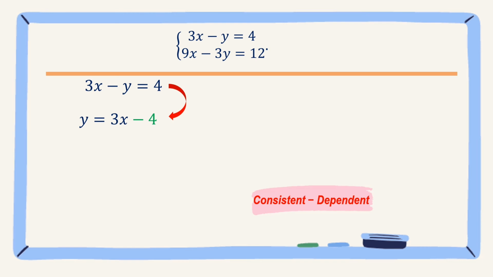Identify the slope and the y-intercept. So the slope is 3, y-intercept equals negative 4.